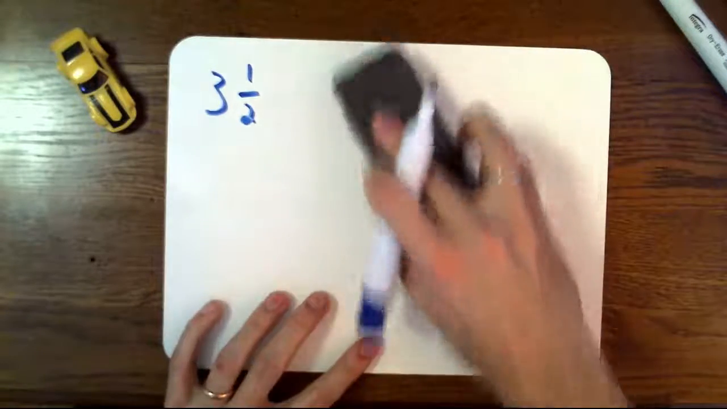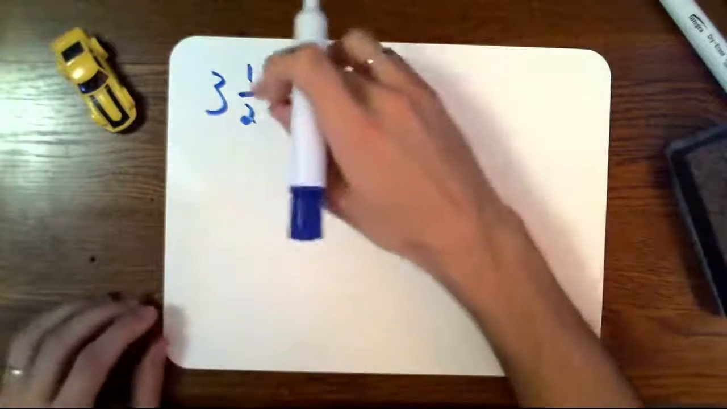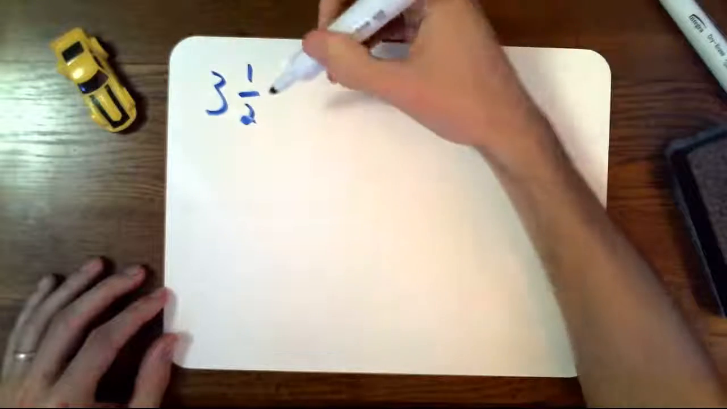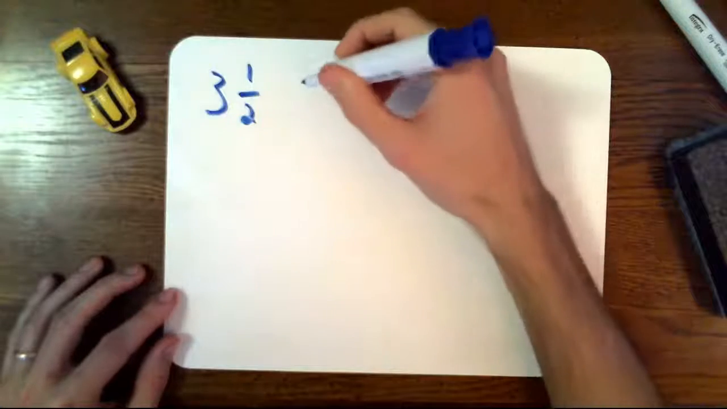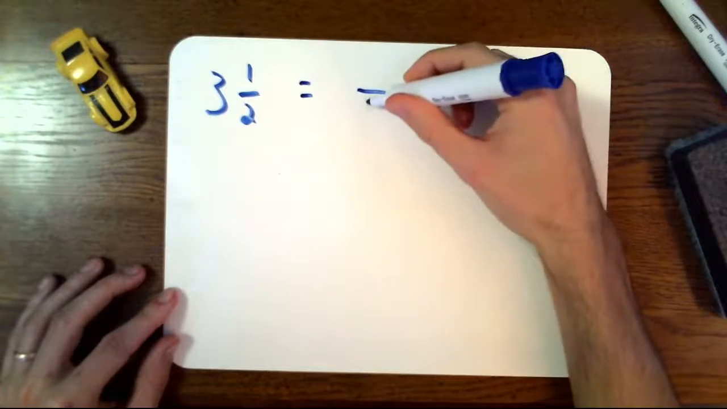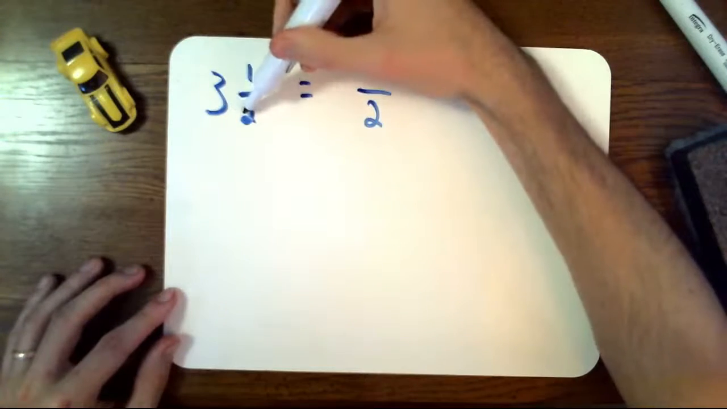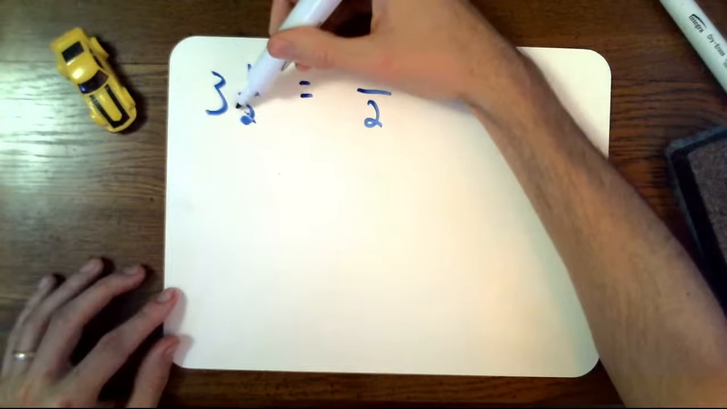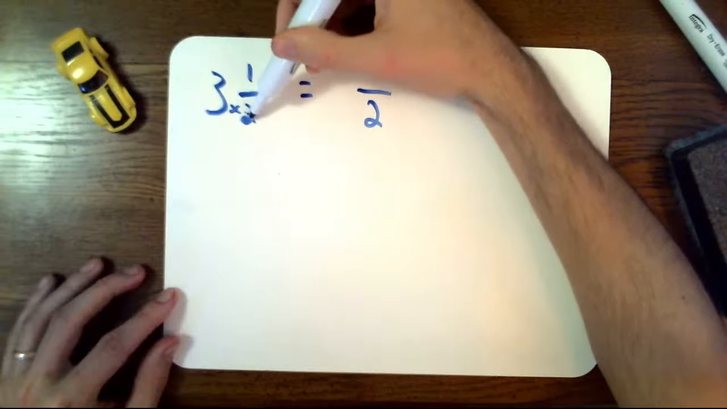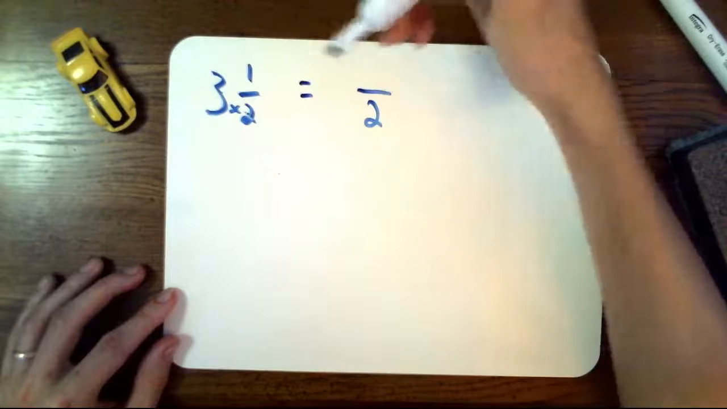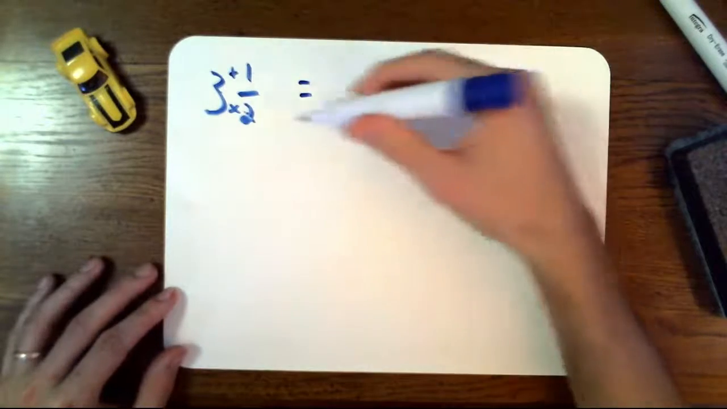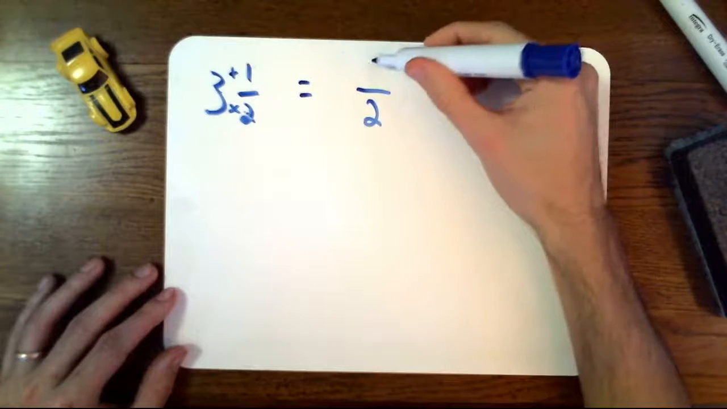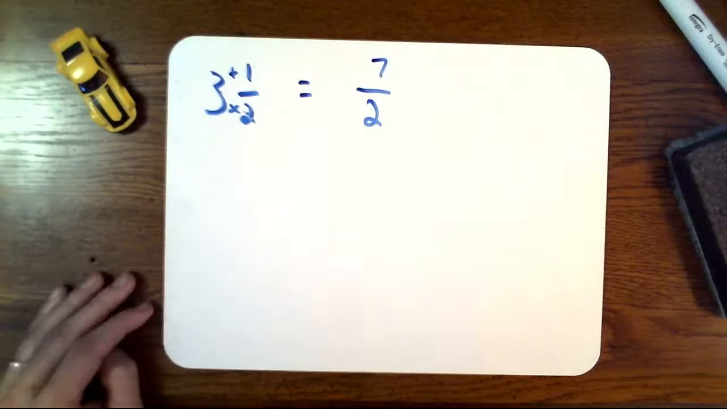So how to switch between the two? Well, this is a pretty simple one. What you want to do is start with your denominator. Your denominator is going to stay the same. And now you want to do your denominator times your whole number portion. 2 times 3 is 6. And then you want to add this numerator. So this will be 6 plus 1, or this is 7/2.